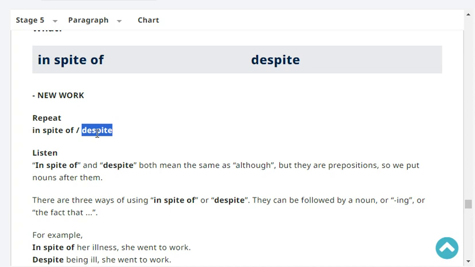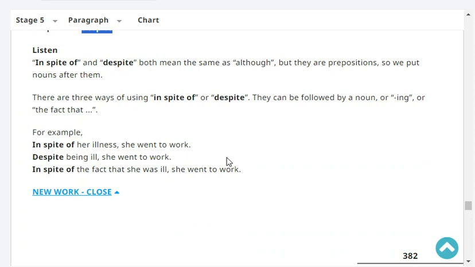In spite of or despite can be followed by a noun or a gerund, the ing form, or the words the fact that. For example, in spite of her illness, she went to work. Despite being ill, she went to work. And in spite of the fact that she was ill, she went to work.